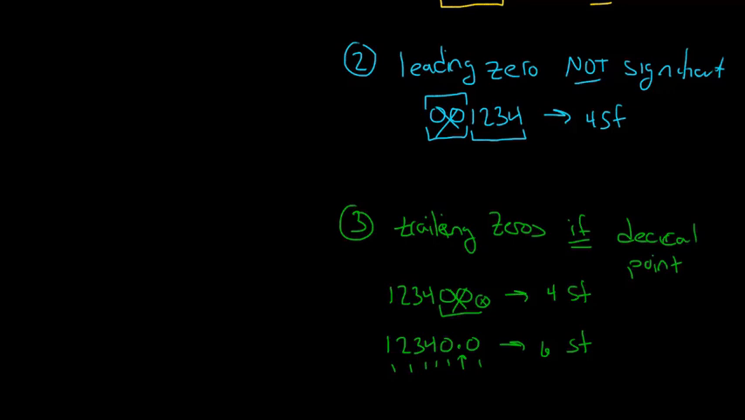If I have a number like 1234.000, since I'm showing my decimal place here, I show my decimal point, therefore all trailing zeros are significant. So I have 3 significant zeros and I have 4 significant non-zeros. So in total I have 7 significant figures, significant digits.